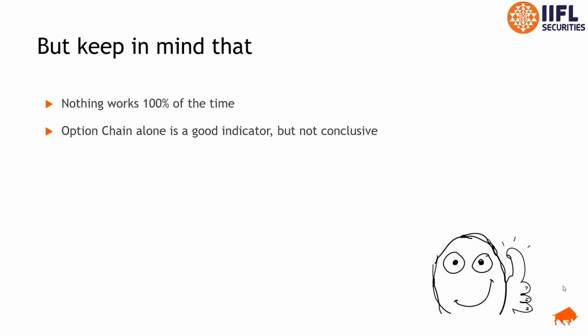But importantly, we have to keep in mind that this doesn't work 100% of the time, right? Nothing works 100% of the time. Option chain alone is a good indicator, but it's not conclusive. So whatever we are going to learn in this webinar is going to work most of the time, and it's a very, very good indicator, but it's not a 100% thing, and you cannot do a trade based on marginal results from this alone, assuming that this is what will happen, right?